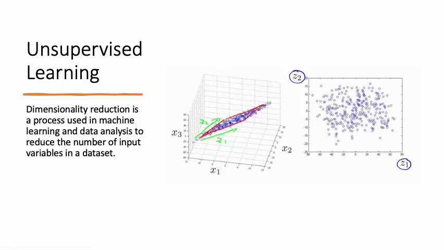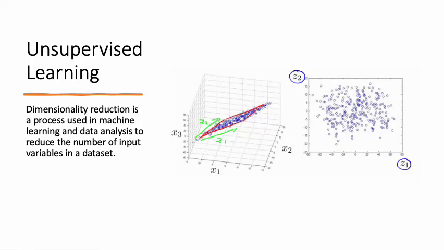Dimensionality reduction is a process used in machine learning and data analysis to reduce the number of input variables in a dataset. In the image on the left, we see that the data is represented in a three-dimensional space.